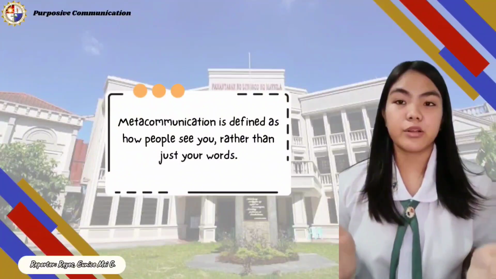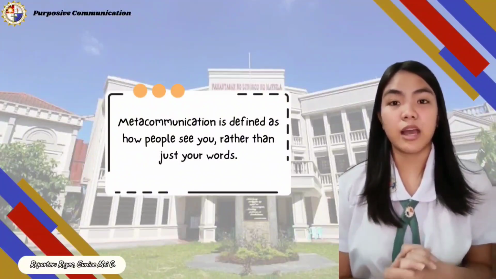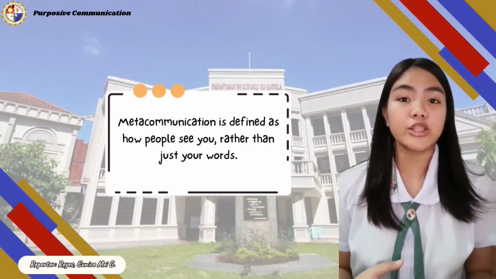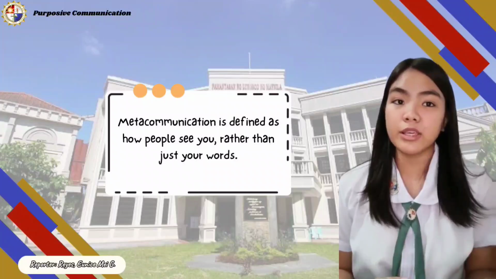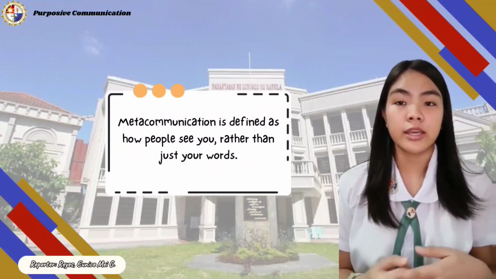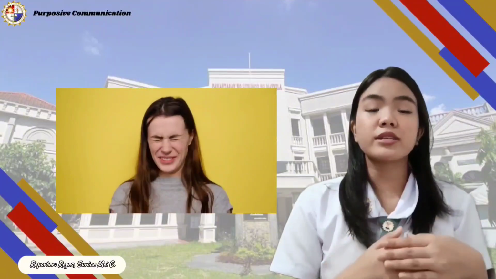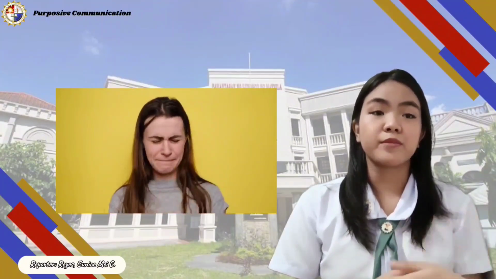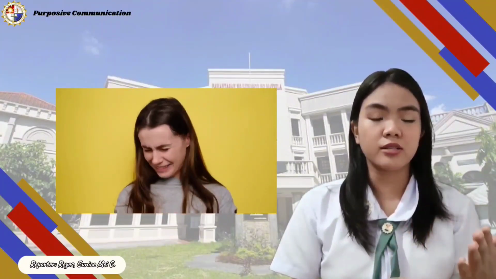The fifth principle is some messages are meta-communication. Meta-communication is defined as how people see you rather than just your words. Example, the brownies are very tasty, you say, but your face is filled with disgust.